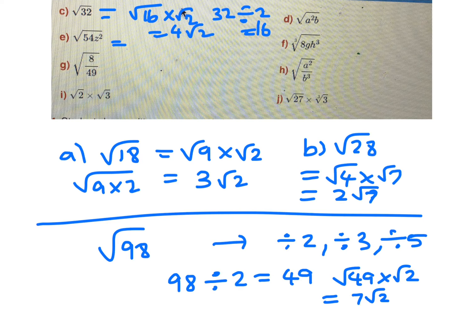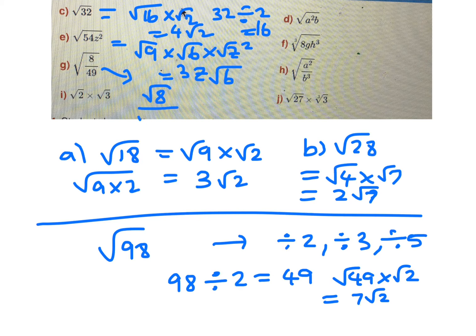54, trying to find a square, I think it's 6 9s. And then make that root z squared. So the square root of 9 is 3, the square root of 6 you can't do, there's no square root, and the square root of z squared is z, because square roots and squares are opposites, so that's 3z root 6. So this one you've got the square root of 8 on the square root of 49. The square root of 49 is 7. The square root of 8 is root 4 times root 2. So it's 2 root 2 on 7.